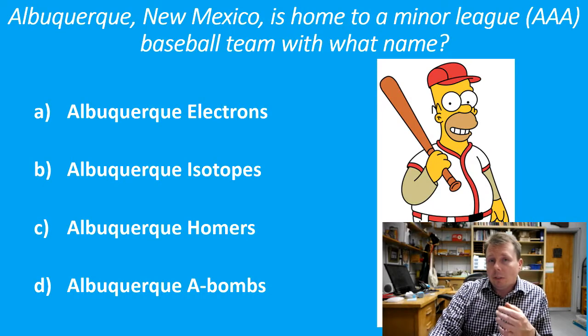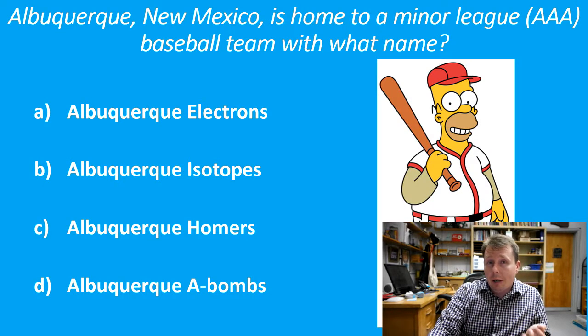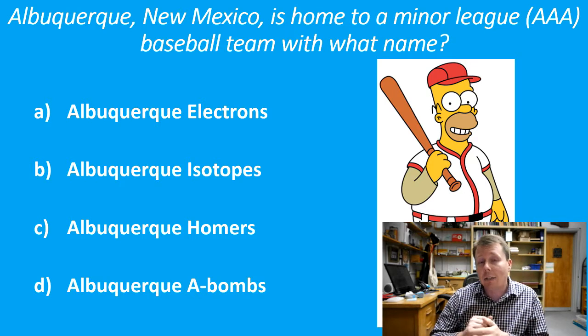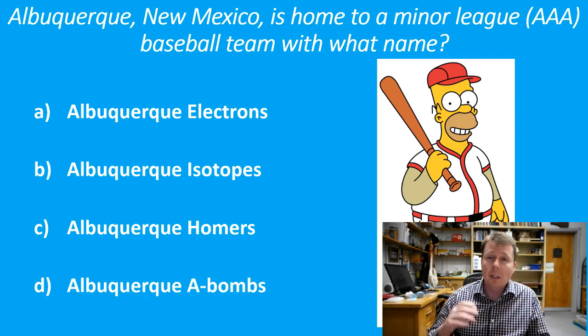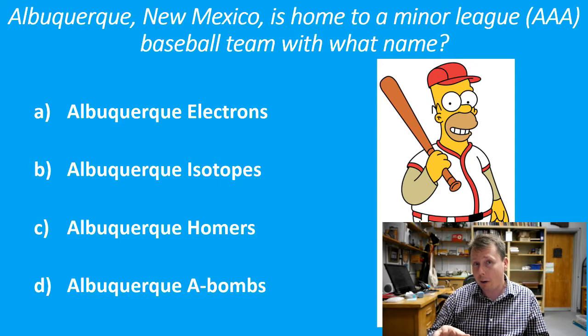So this was an interesting question. The AAA ball team that is present in Albuquerque, yeah, the actual name of the ball team is the Albuquerque Isotopes. And Homer Simpson was on there because the idea kind of spurred from an episode of The Simpsons. If you've ever watched The Simpsons cartoon, Homer Simpson works in a nuclear power plant, and in one of the episodes they played baseball, and the name of the team was the Springfield Isotopes.